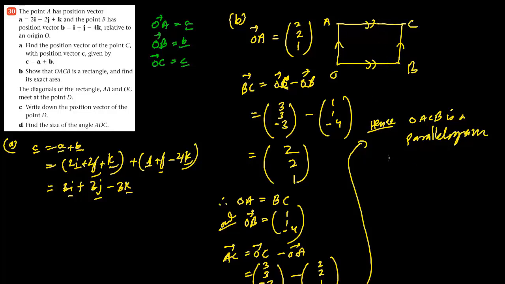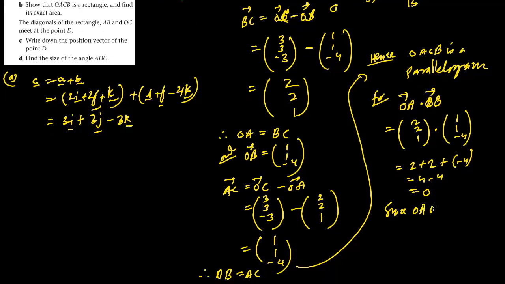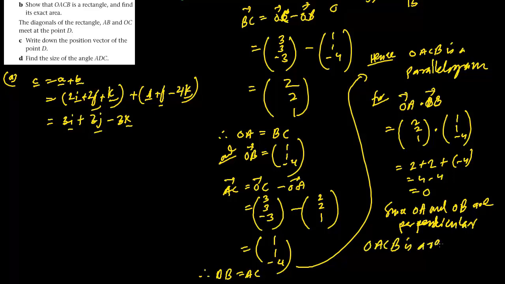So let's prove OA and OB make 90 degrees. Remember, if they make 90 degrees, the dot product has to be 0. For OA dot OB, OA is 2i plus 2j plus k, and OB is i plus j minus 4k. So let's see whether the dot product is 0 or not. 2 into 1 is 2, plus 2 into 1 is 2, plus 1 into minus 4 is minus 4. That means 4 minus 4 equals 0. That means they are perpendicular. So you write, since OA and OB are perpendicular, OACB is a rectangle. That's it. All you have to do is show that a parallelogram has one angle of 90 degrees, then every angle would be 90 degrees, and thus it would be a rectangle.